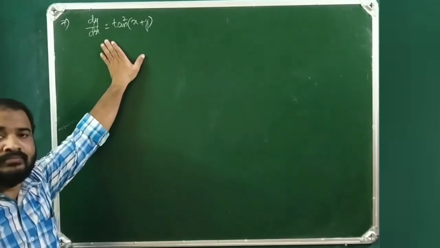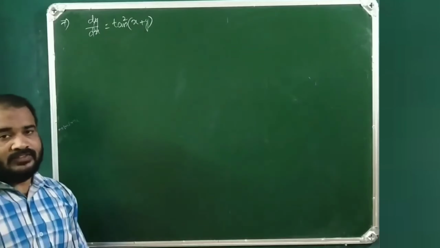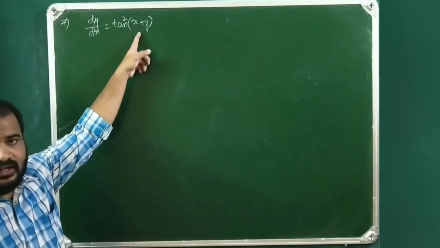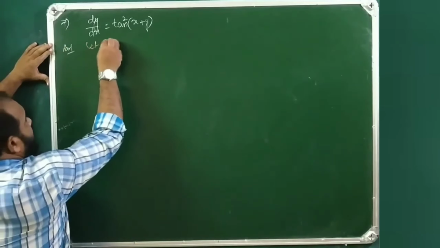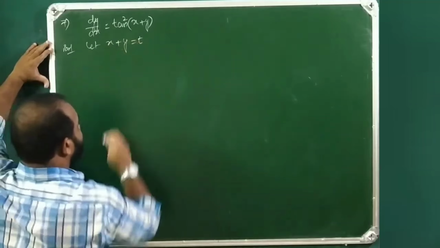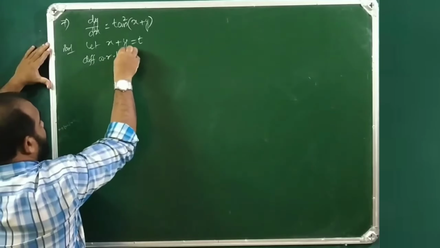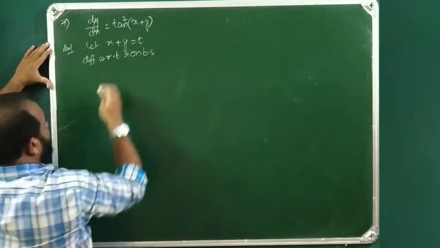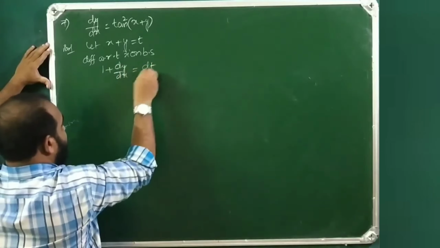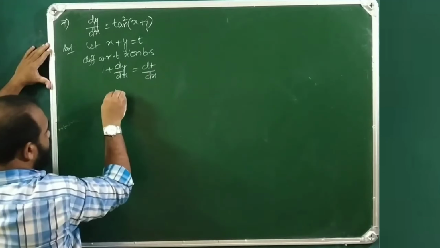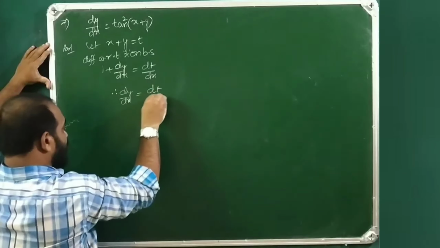This is the last problem from exercise 8b. dy by dx equals to tan square x plus y. So this kind of problem we have done earlier also. So let x plus y is equals to t. Differentiating with respect to x on both sides, this is 1 plus dy by dx is equals to dt by dx. Therefore, dy by dx is equals to dt by dx minus 1.